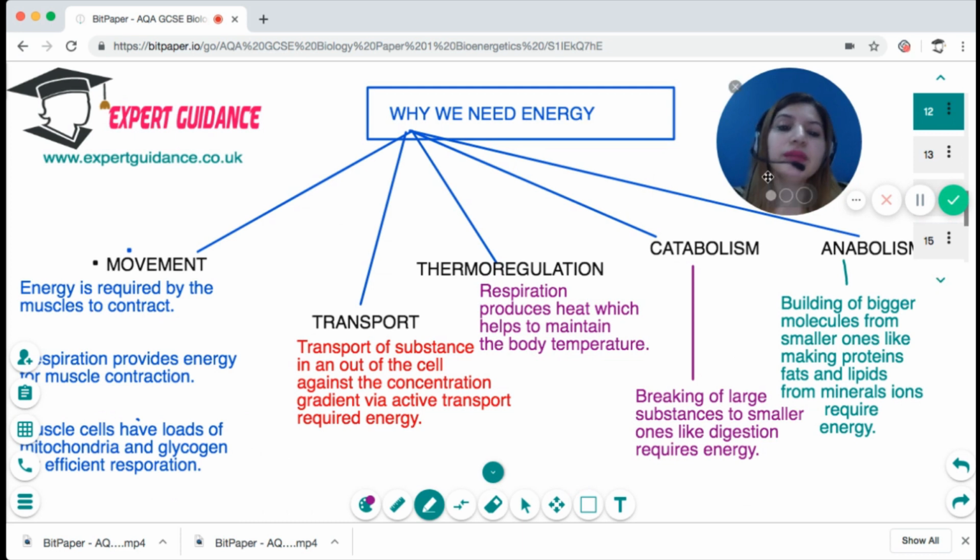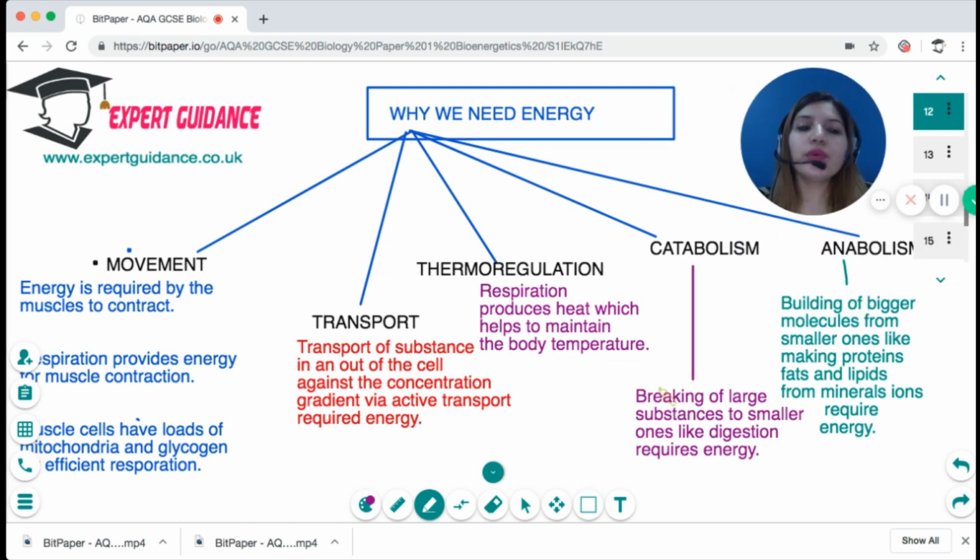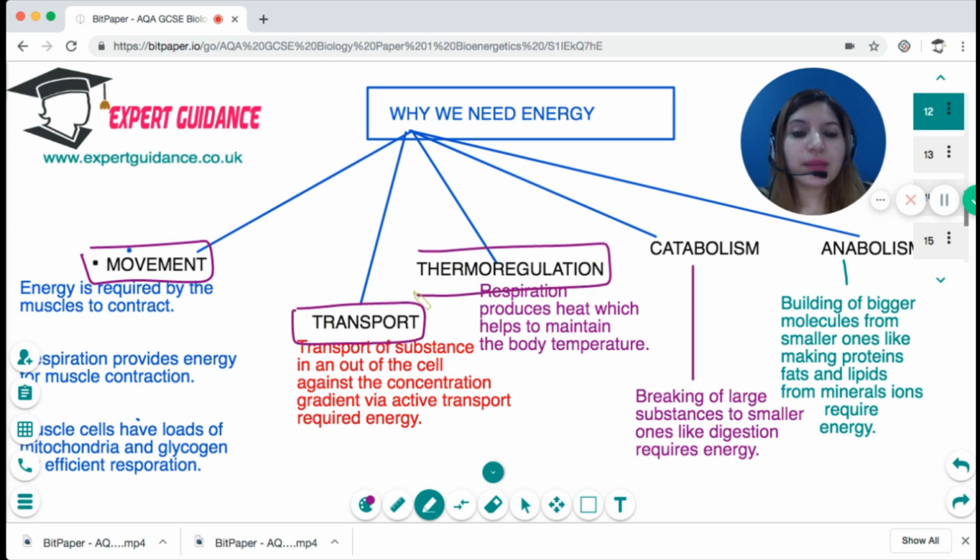Okay. Now, the question is, what is the importance of respiration? Why do we need energy? We need energy for these reasons. We need energy for movement. We need energy for transport of substances. We need energy to maintain the body temperature. We need energy to do catabolism. Catabolism is breaking down reactions of the body. We need energy for anabolism. Anabolism is making bigger molecules in the body.